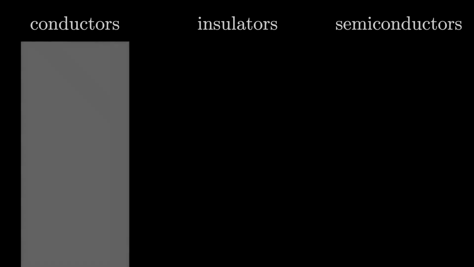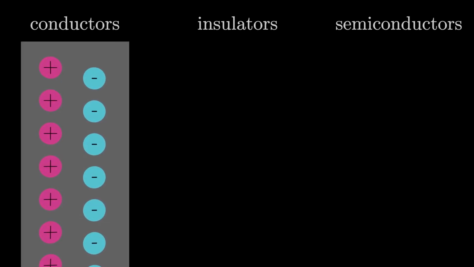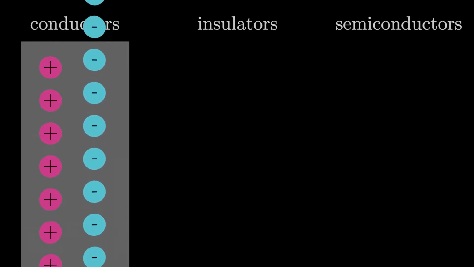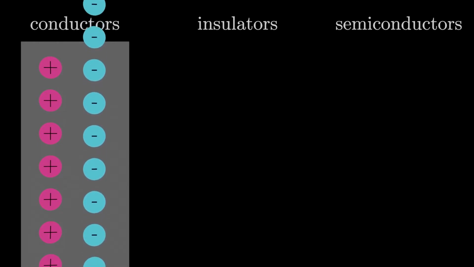Materials can be conductors, insulators, or semiconductors. Conductors, like metals, allow electrons to flow freely through them. Some of the electrons in the metal are loosely connected with their atoms and can freely flow around.